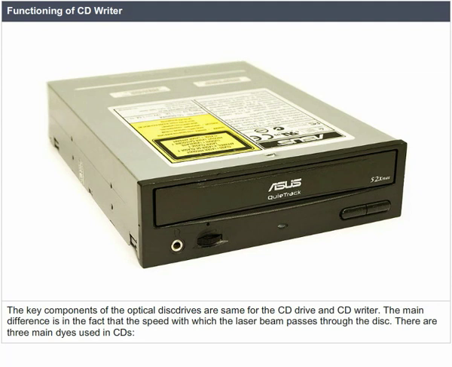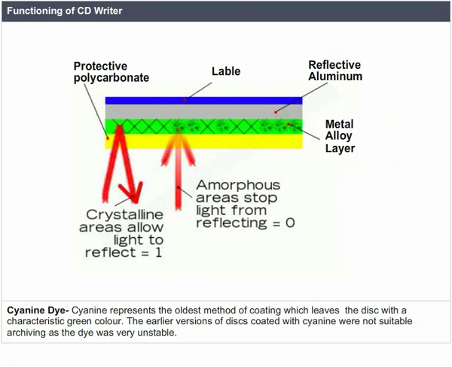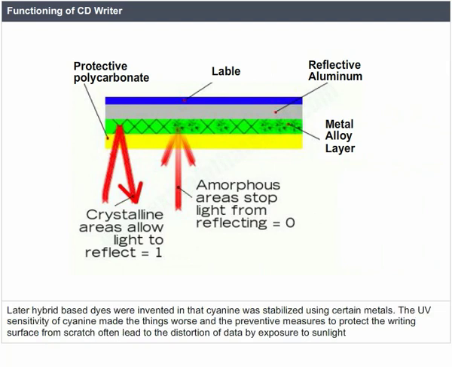Cyanine dye. Cyanine represents the oldest method of coating, which leaves the disk with a characteristic green color. The earlier versions of the disk coated with cyanine were not suitable for archiving as the dye was very unstable. Later, hybrid-based dyes were invented in which the cyanine was stabilized using certain metals. The UV sensitivity of cyanine made things worse, and the preventive measures to protect the writing surface from scratch often led to distortion of data by exposure to sunlight.